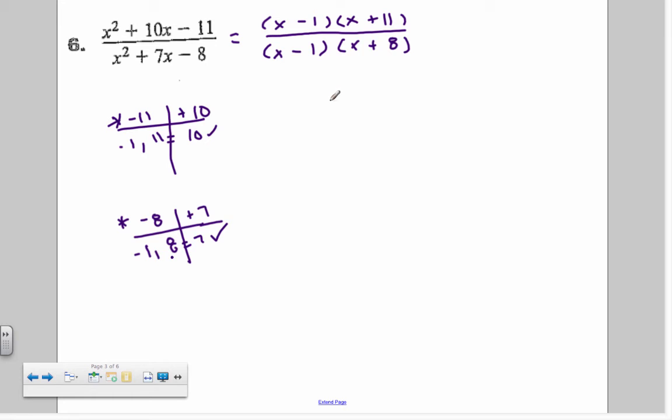My similar factors will now cancel out again. So x minus 1 cancels out with x minus 1. I'm left with x plus 11 over x plus 8. I cannot cancel out these x's here. These x's are attached to the 11, and because of order of operations, we would naturally have to do these first, so we can't cancel out those x's. We can only cancel out factors. So this again is my final answer.